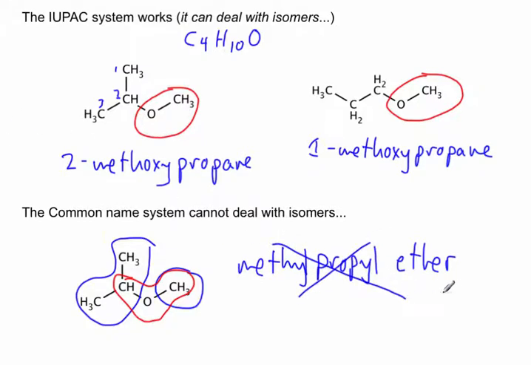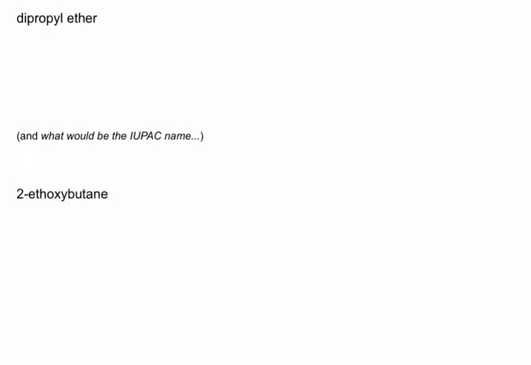So it doesn't work so well as soon as you get into larger molecules. So here's a common name. We should be able to draw that without too much problem. Dipropyl ether, so 2 propyl groups, and it's an ether. So there's my ether functional group, and then I just keep adding carbons to make them propyls.